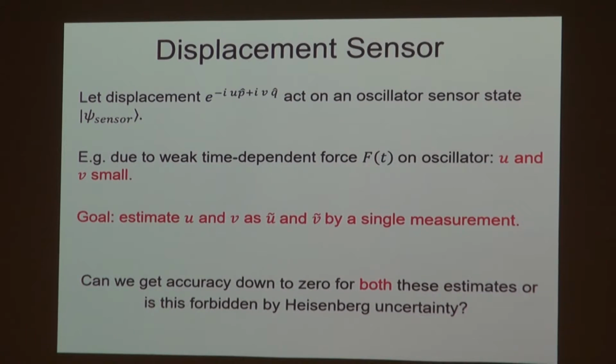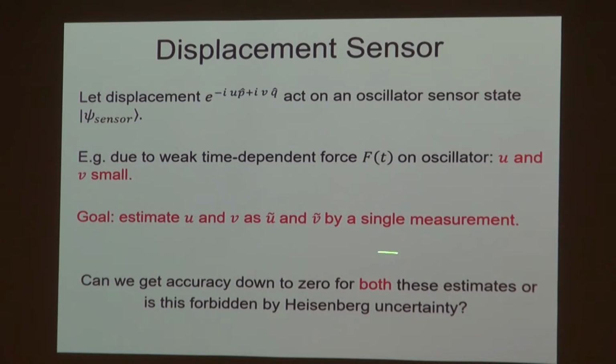And I want to do that with a single measurement. Now the question is, is it possible to get the accuracy? You see, u is associated with p, and v is associated with q. Is it possible to estimate u and v as some u tilde and v tilde by a single measurement such that the variance of this u tilde and v tilde is very small? The accuracy with which I estimate u and v can be arbitrarily small, but for both parameters. I just want to do one measurement and get the accuracy in both parameters to be 0.